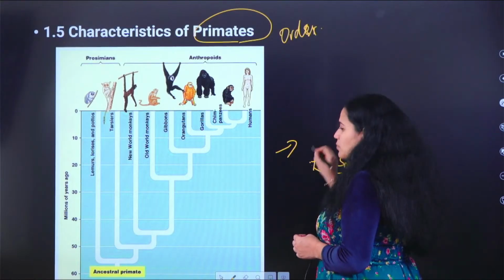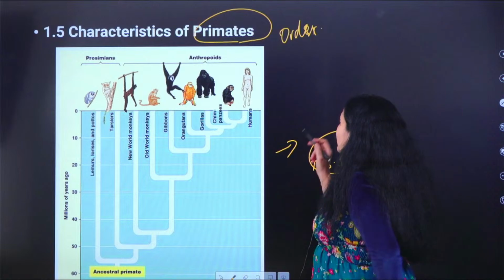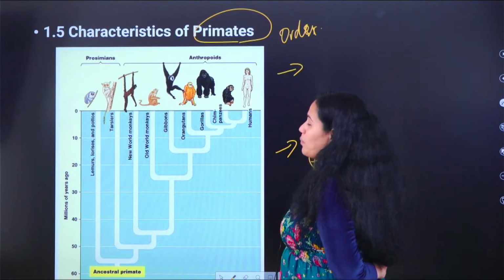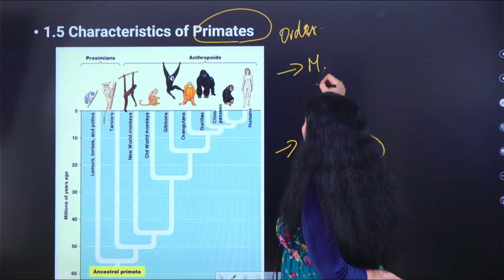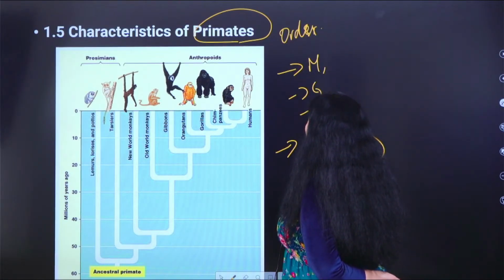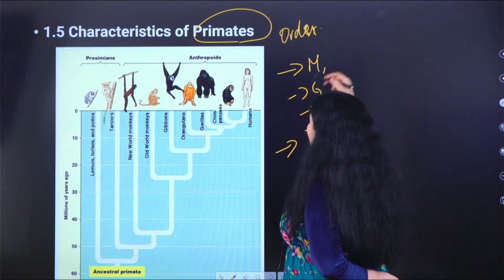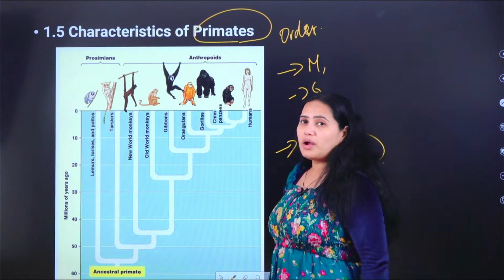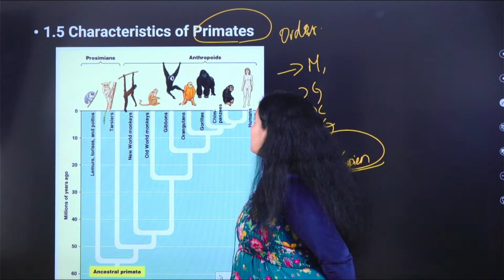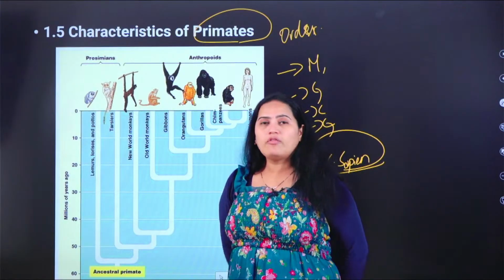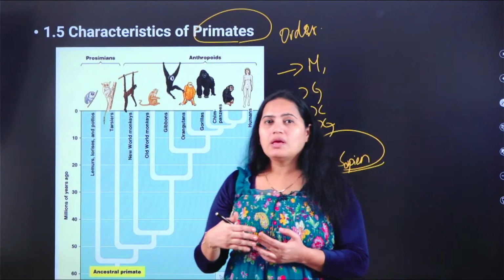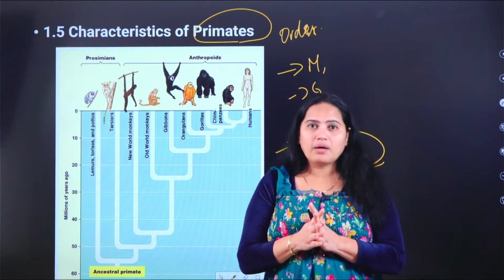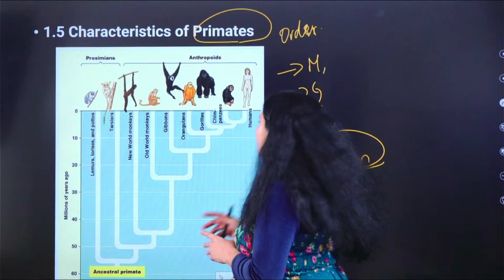Apart from Homo sapiens sapiens, we have so many other species. There are monkeys, gibbons, chimpanzees, gorillas. All of them are part of the primates. We see the prosimians and the anthropoids. How are we different from them, what is our phylogenetic status, what is our taxonomy? We will study all these things in 1.5.